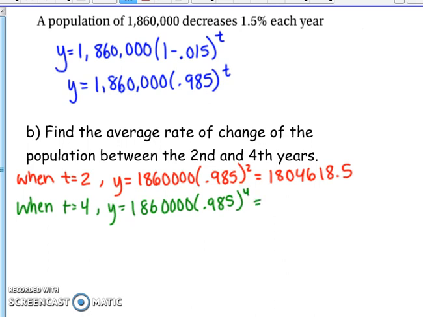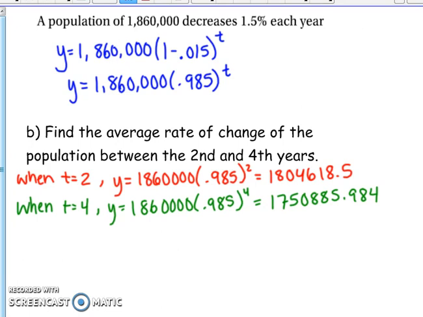Okay, so when you're doing this in the calculator, if you're going to type in exactly the way that it's written, just make sure you use parentheses. If you're going to do it in pieces, what you're really doing is taking 0.985, raising it to the 4th first, and then taking that answer and timesing it by 1,860,000. So what we get now is 1,750,885.984. So we have our populations in the 2nd and the 4th years.